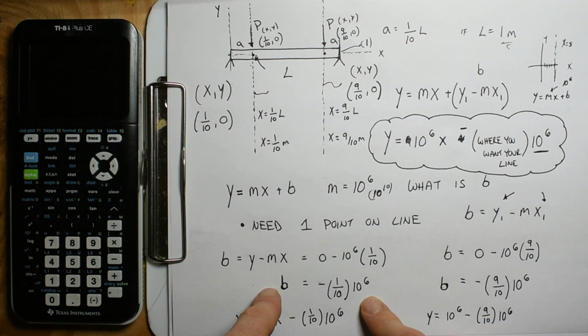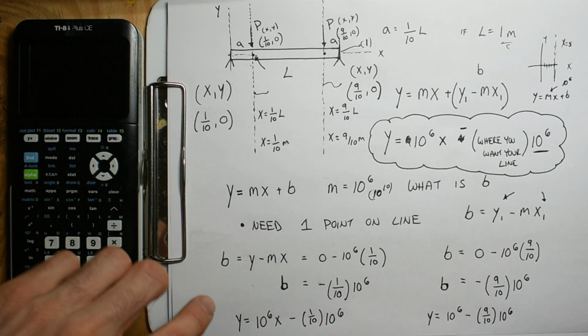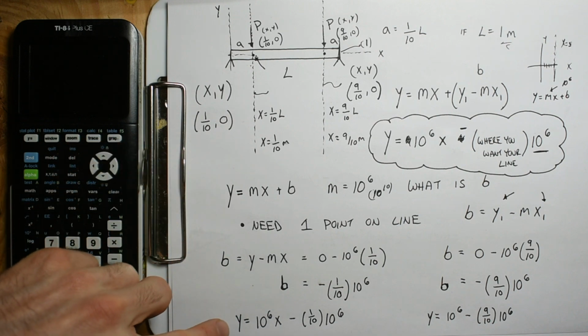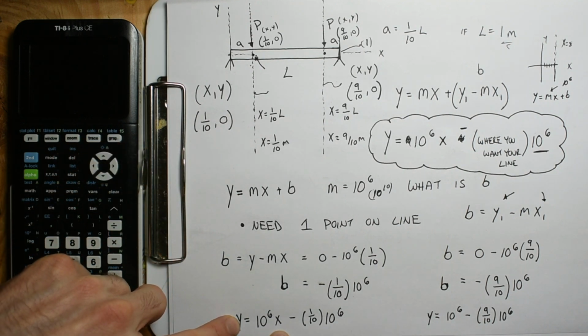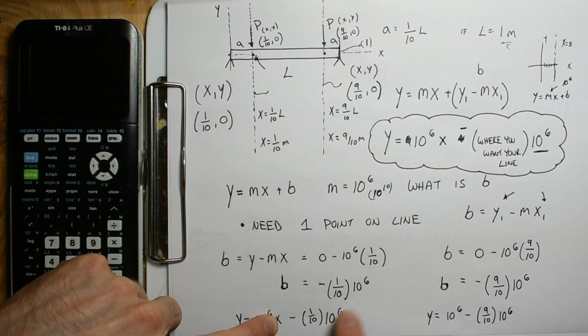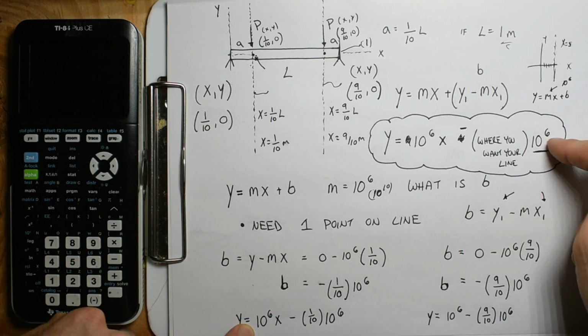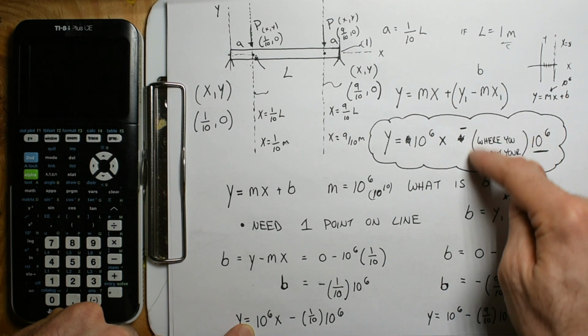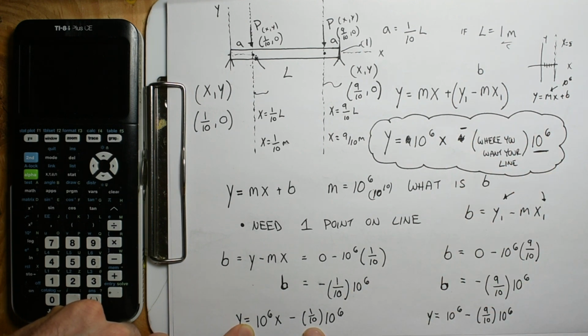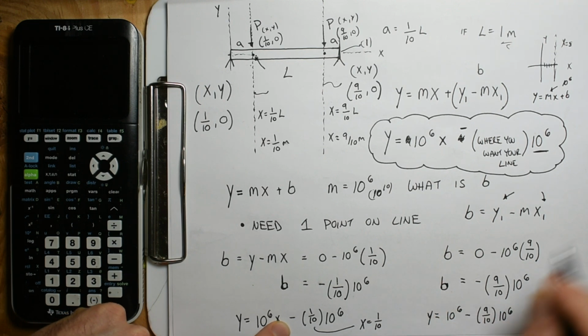And now we can craft our equation. It's going to be y is equal to mx plus b. So we have y is equal to 10 to the 6x minus that y-intercept. So it's minus 1/10, 10 to the 6th. And again, it's that 10 to the 6th again, minus where you wanted your line. You know what I mean? This is representative of a vertical equation, x is equal to 1/10.